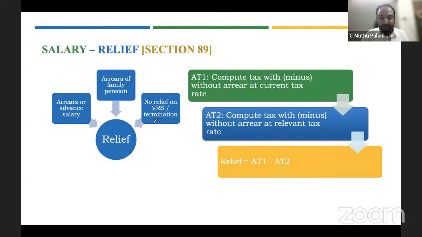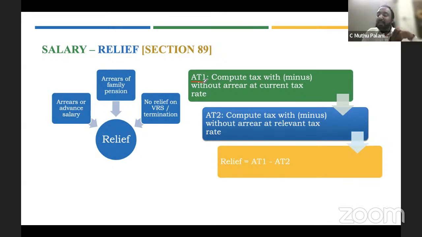How do you get relief? First, you have to calculate 81. What is 81? Compute tax with and without arrear. For example, let's take 3 years, financial years 15-16, 16-17, 17-18. For these 3 years, arrear salary is given to me in financial year 22-23. So in 22-23, I first compute tax with this 3-year arrear, then compute without this income. So with arrear, without arrear, the difference in tax at the current year rate is 81.